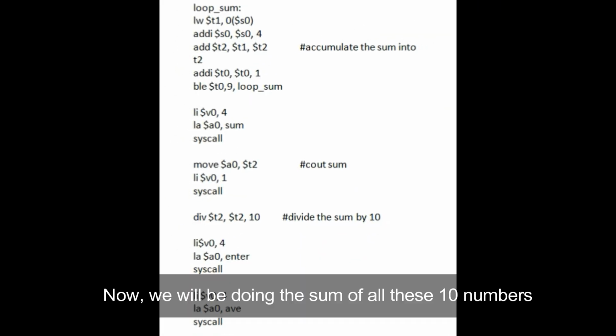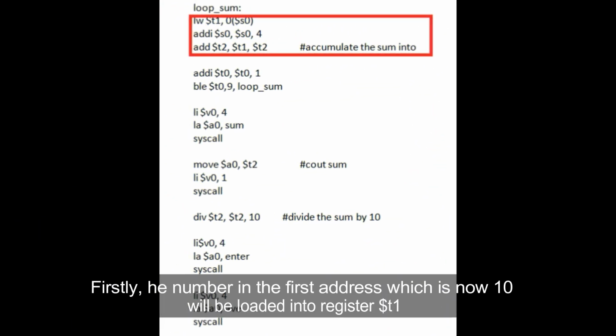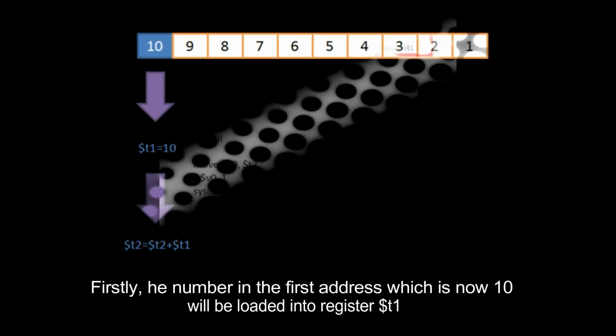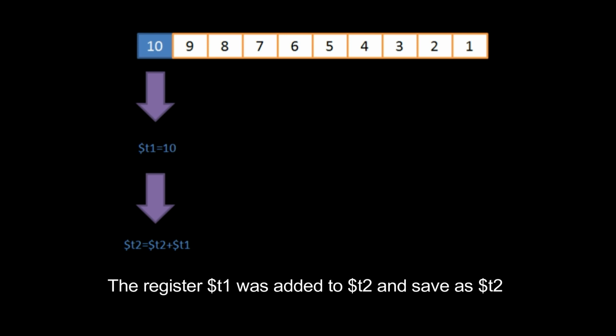Now we will be doing the sum of all these 10 numbers. This is easier to do since we only need to add up all the numbers inside the array to get the total sum of this example. Firstly, the number in the first address, which is now 10, will be loaded into a register. Then we use a register to act as an accumulator for the total of the sum. The register was added to and saved as.